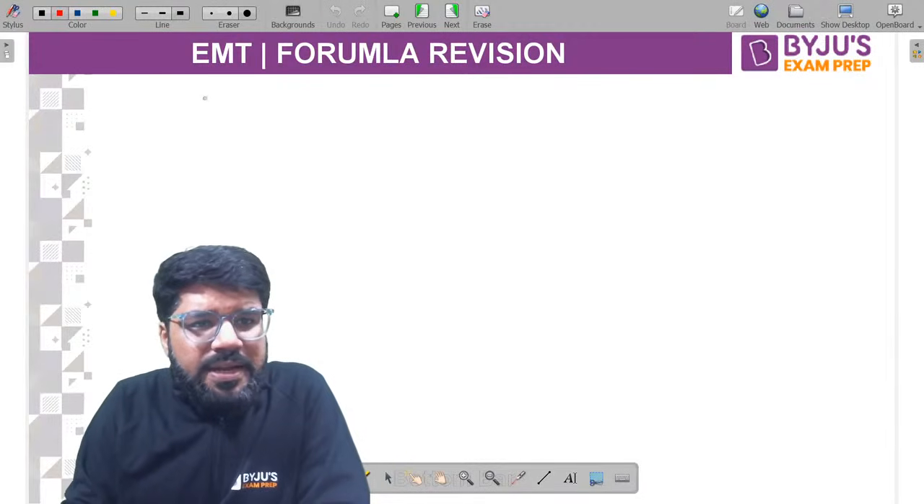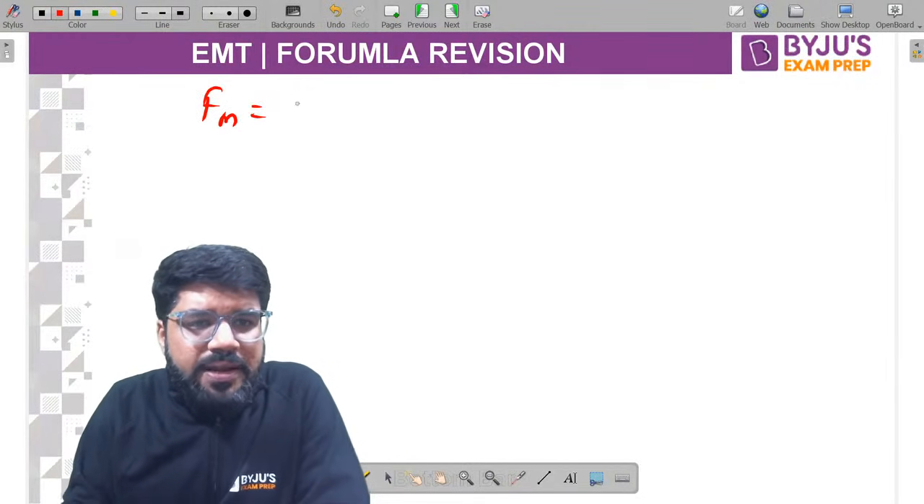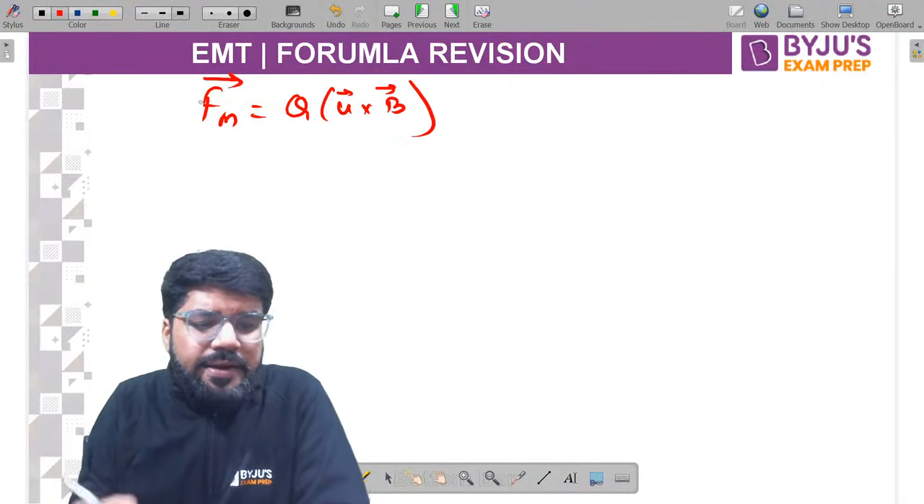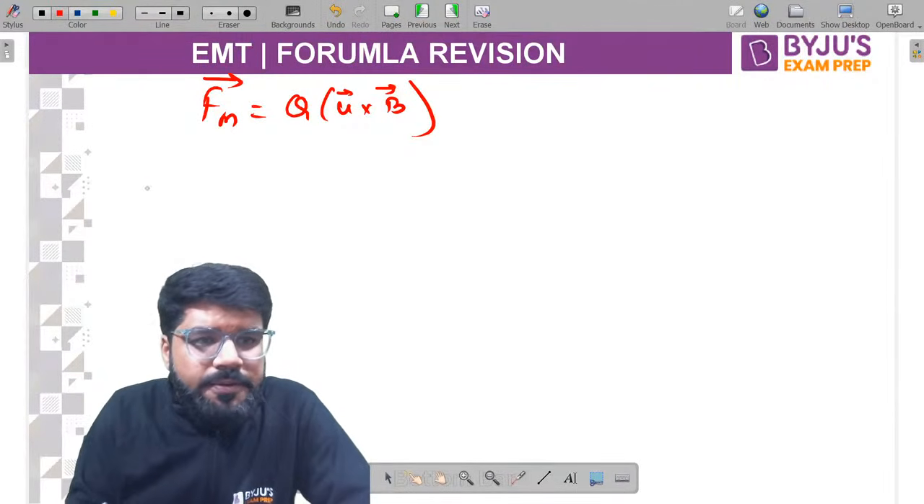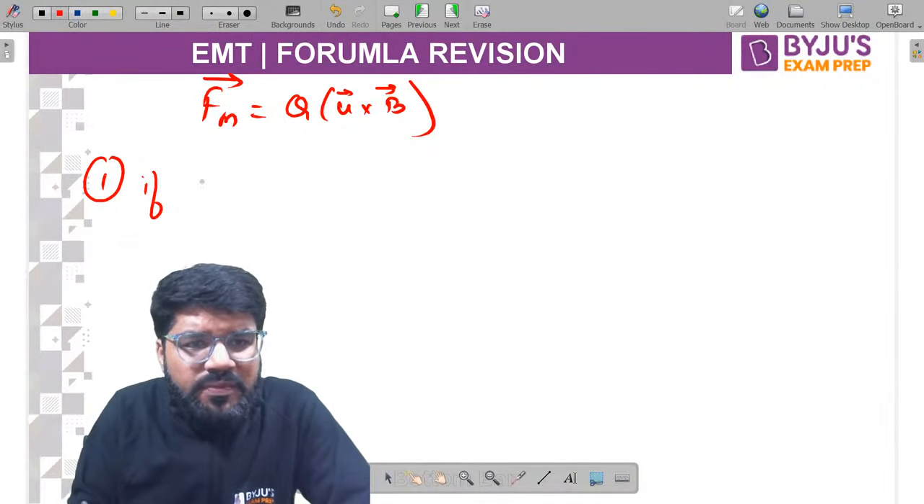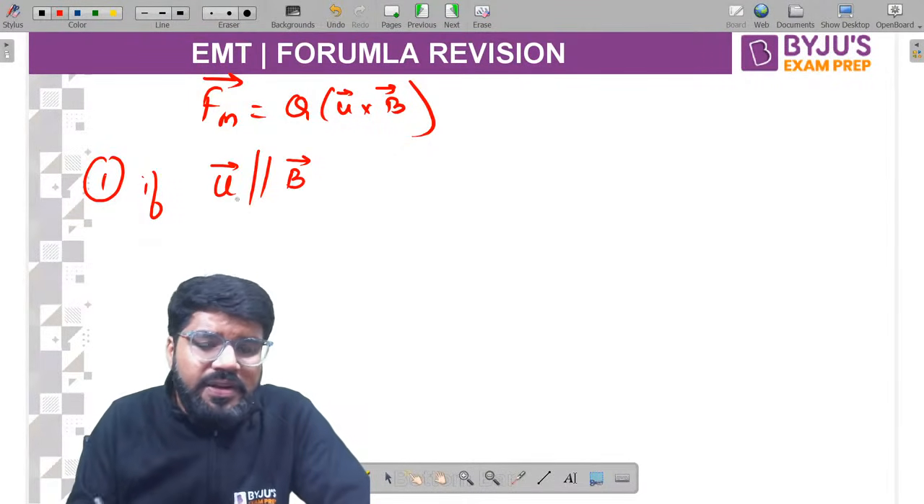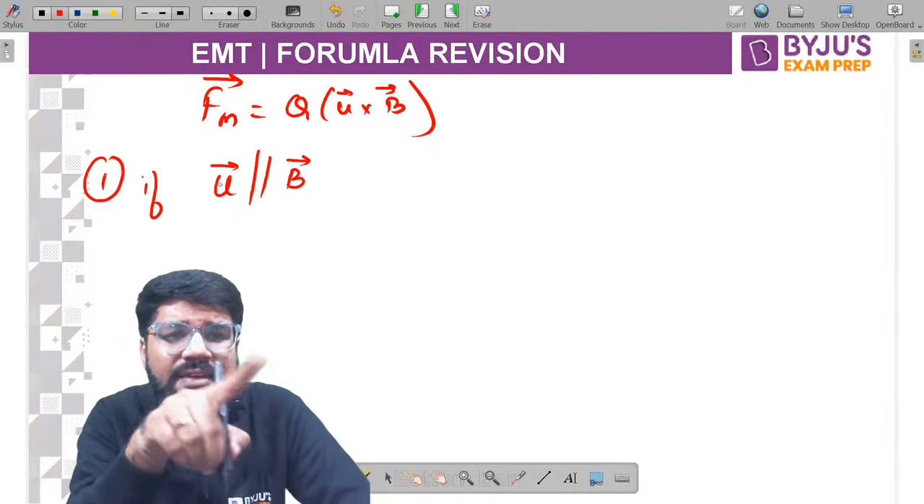Let me tell you one more important point with respect to the magnetic force Fm, which is given by Q into U cross B. Some important conclusions regarding the trajectory of the particle. Case number 1: if the particle is moving with a velocity parallel to the B field, we know that if U and B are parallel, Fm will be 0.